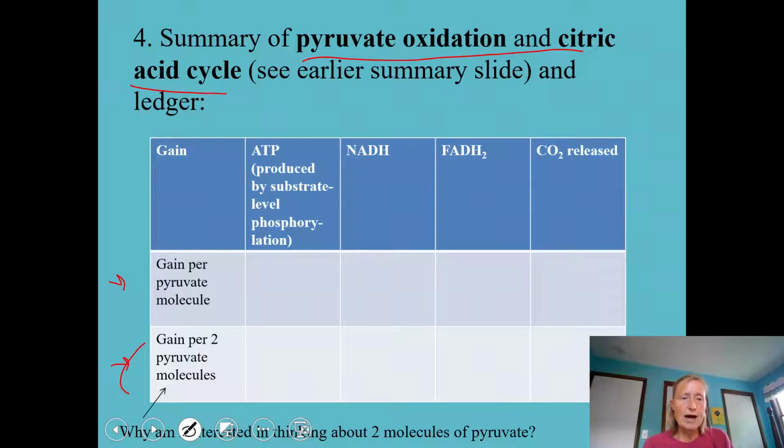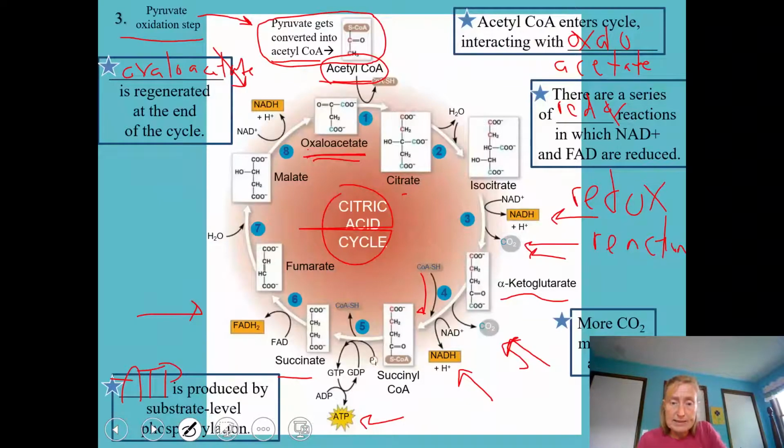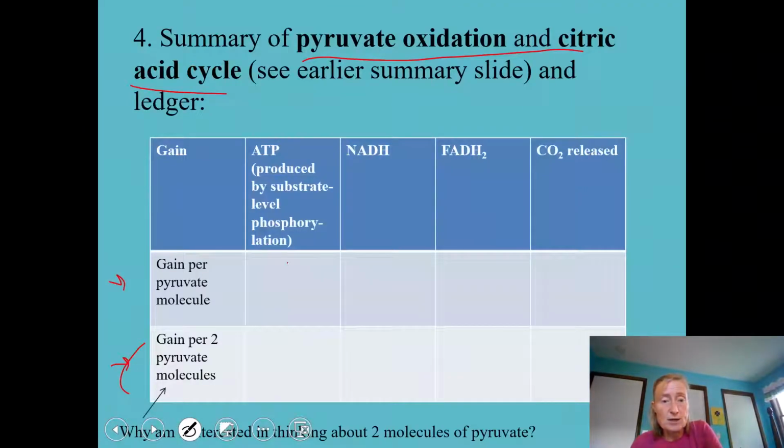Okay, so how much ATP did we see being produced during pyruvate oxidation and the citric acid cycle? Well, you might need to go back a couple of slides and take a look. No ATPs in this step, but I see an ATP by substrate level phosphorylation down here. So I'm going to say 1 per pyruvate molecule or 2 ATP. All right, we made some ATP.